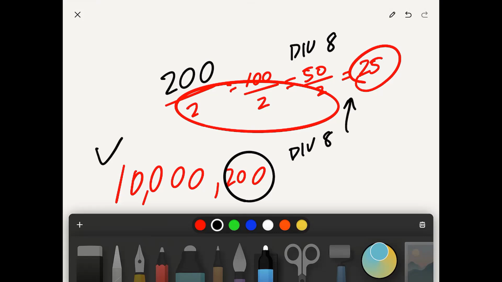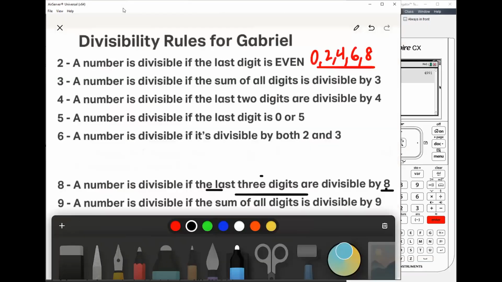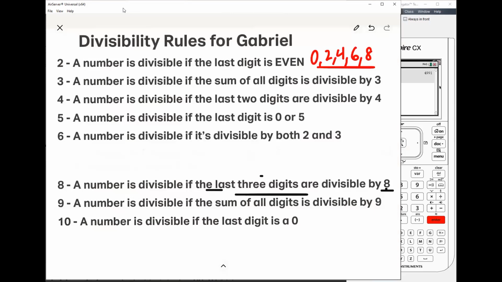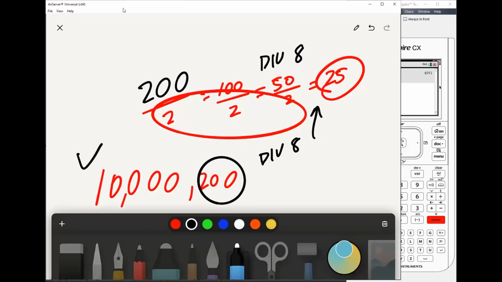But if you have a number that has 3 digits or fewer, I ask can you divide it in half 3 times and have integers, and that's your rule. I hope that makes sense, but that's the rule. All right, and 9 is the same or similar to 3. If you add up all of the digits and that sum is divisible by 9, then the number is divisible by 9. So I'll give you an example of that, and then this will be it.